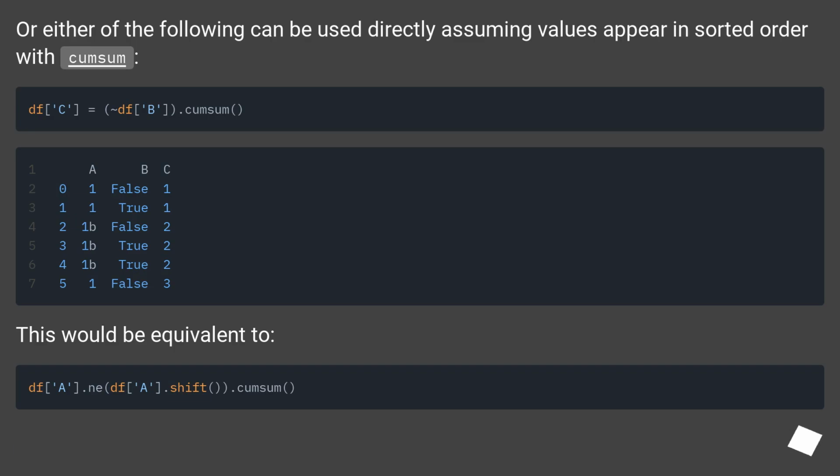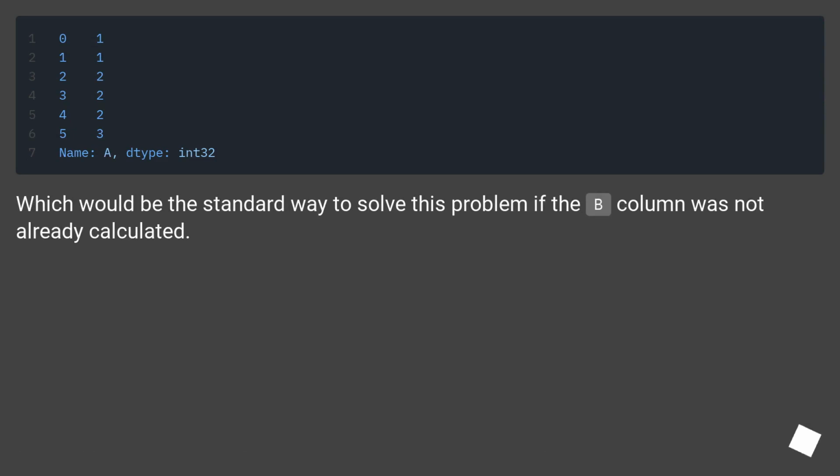Or either of the following can be used directly, assuming values appear in sorted order with CumSum. This would be equivalent to, which would be the standard way to solve this problem if the B column was not already calculated.